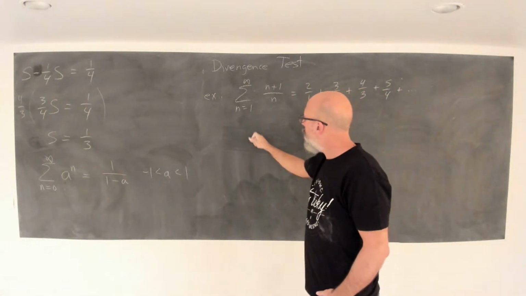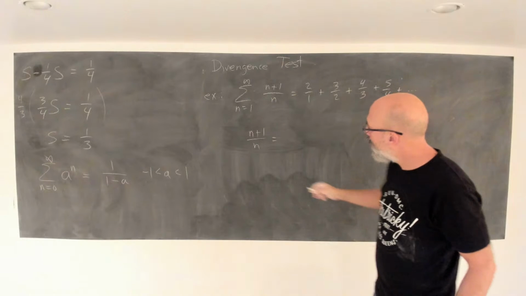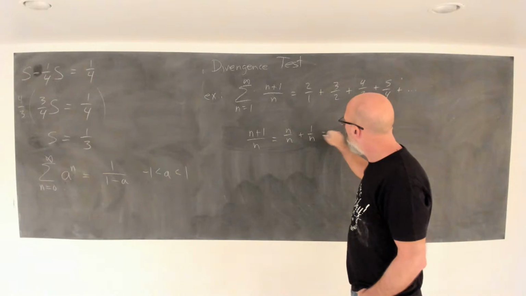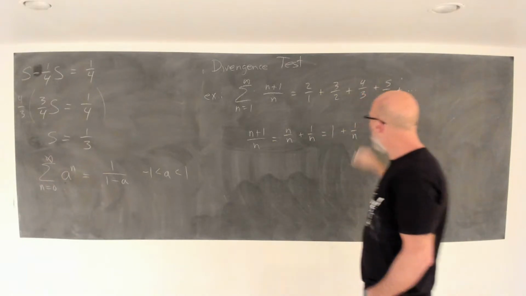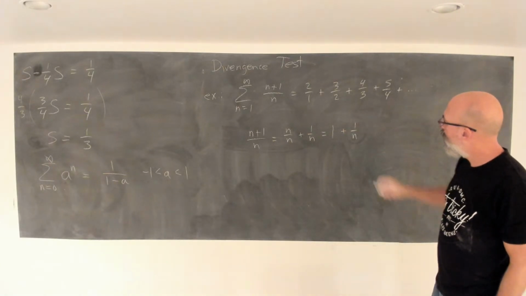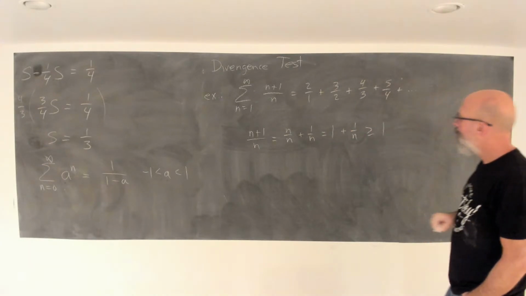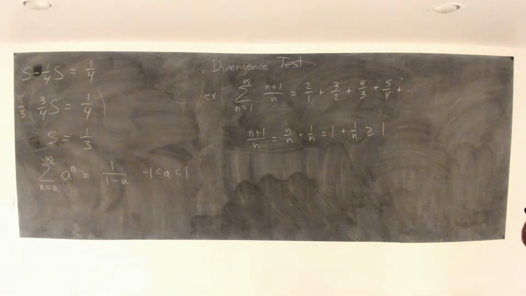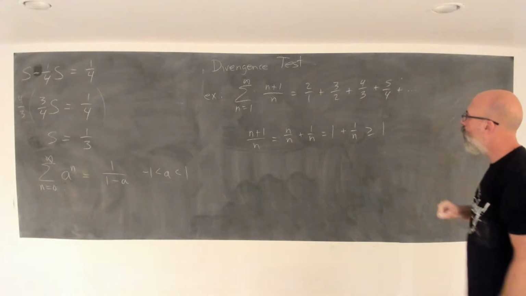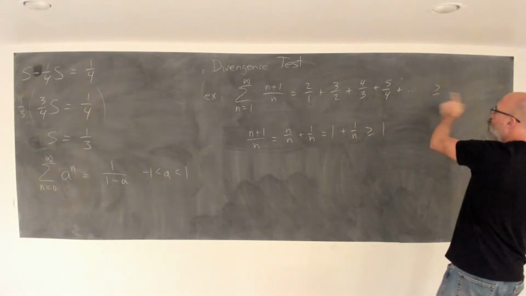It's easy to see that the term n plus 1 over n, if you break that up into two pieces, is n over n plus 1 over n, or 1 plus 1 over n. And since we are restricting our attention to natural numbers here, this is bigger than 0. So this whole thing is bigger than or equal to 1. Each of the terms is going to be bigger than or equal to 1.